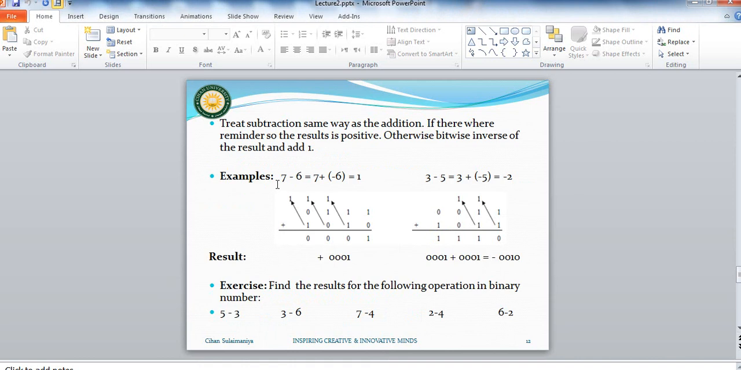The arithmetic logic unit works for subtraction like this. When you do, for example, 7 minus 6, the arithmetic logic unit will not understand 7 minus 6. It will not write it as 7 minus 6. It will write it as 7 plus minus 6, or 3 plus minus 5. That's how it works with the arithmetic logic unit.